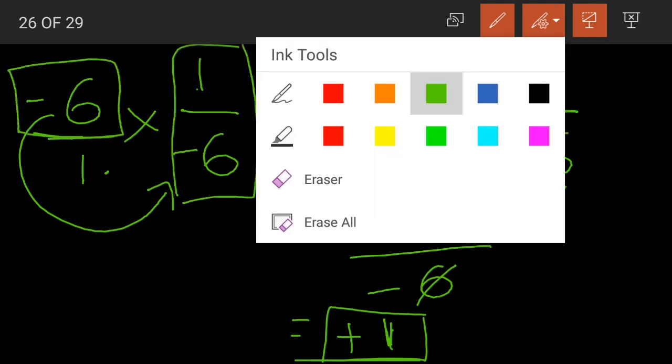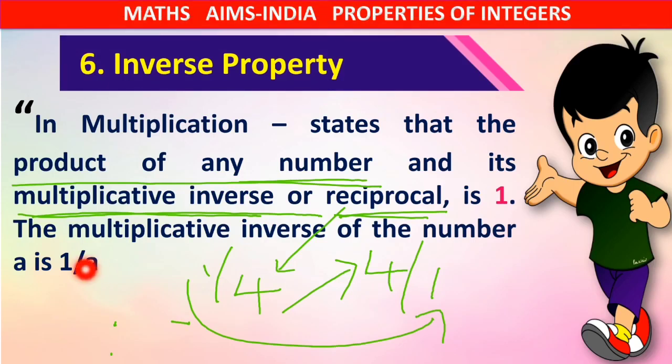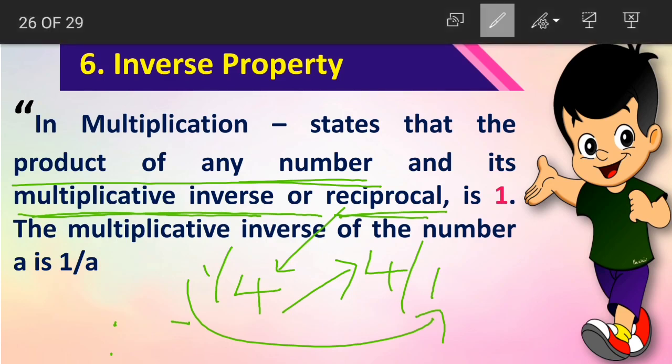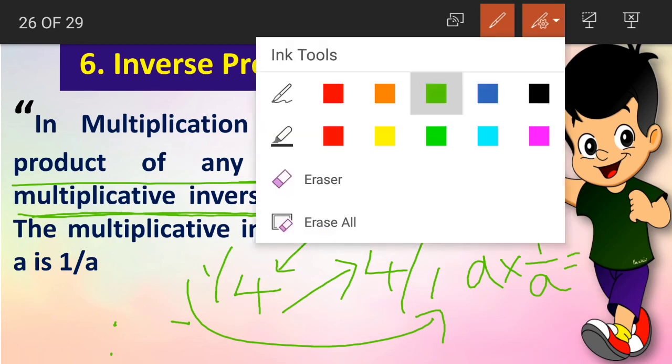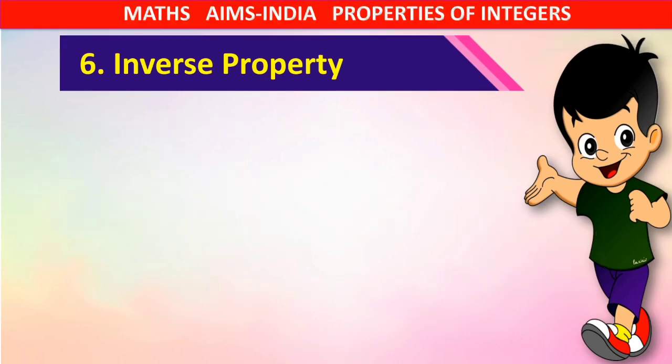Okay, class, clear? The multiplicative inverse of a number is, not minus 1 by a, sorry, 1 by a. The multiplicative inverse of the number a is 1 by a. When we multiply a with its multiplicative inverse 1 by a, we get the answer 1. Okay class, clear? What did we learn about today?